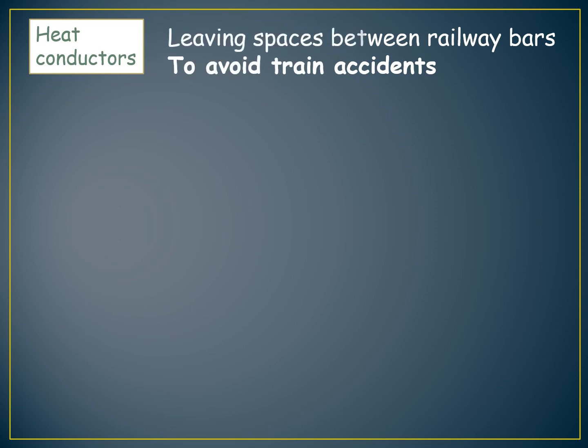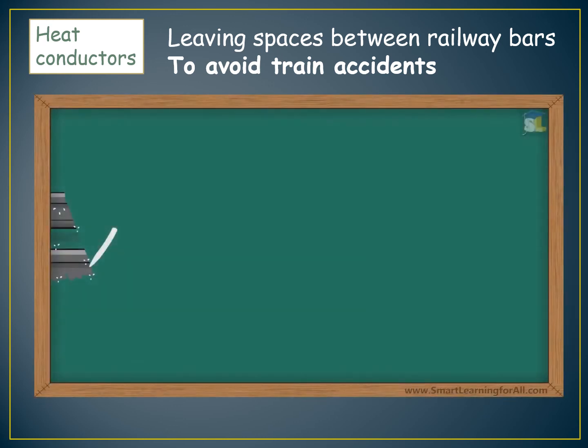Heat conductors, like iron or metals: leaving spaces between railway bars to avoid train accidents. And here we have a video to explain this point.